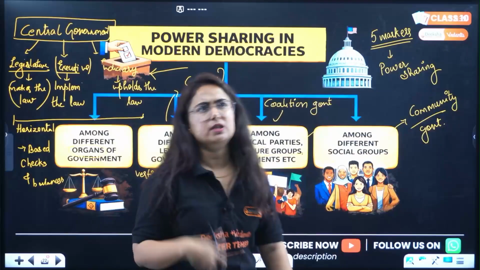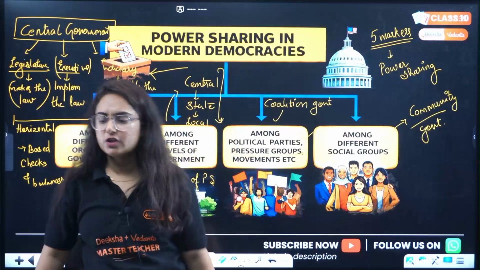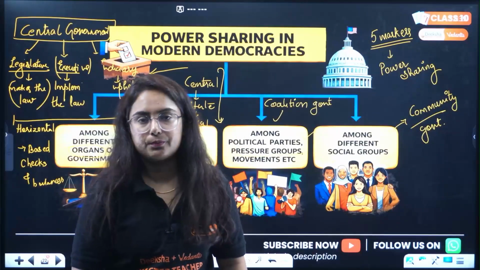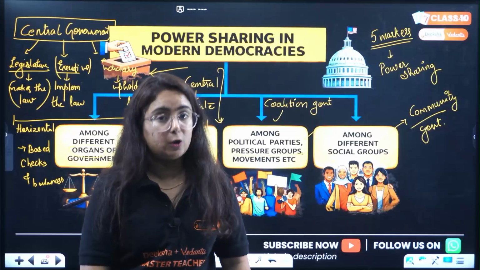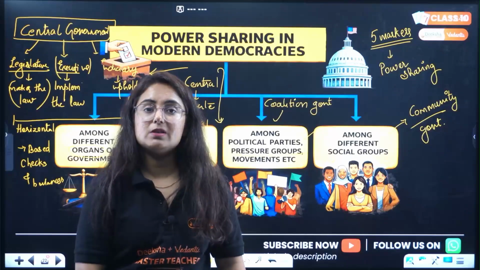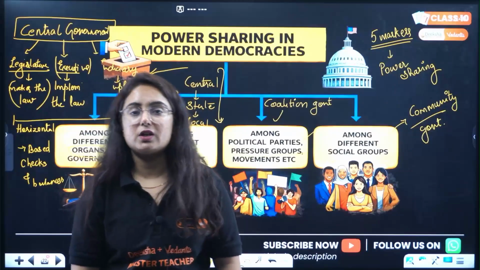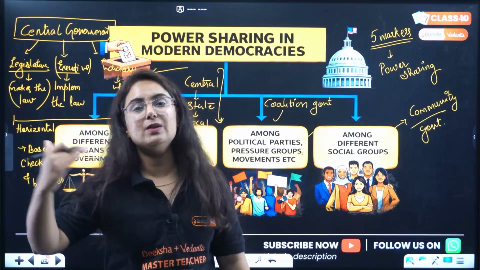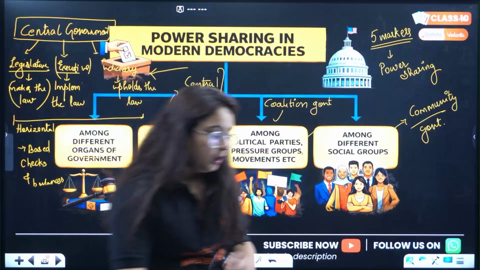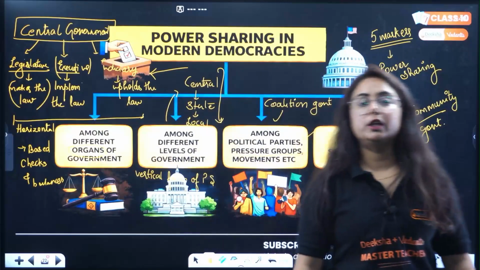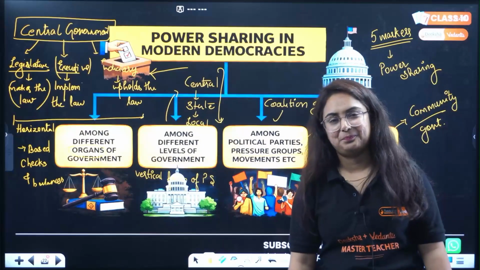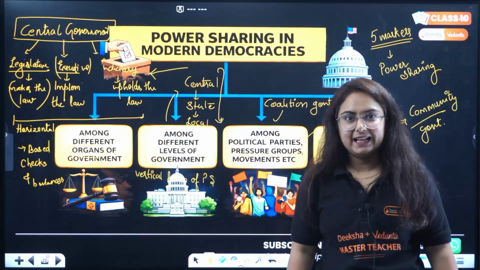If I talk about India, how power is being shared, we know about reservation. Okay, among different social groups. We saw that there are certain people who are not aligned with the mainstream society. Hence, we provided reservations so that they can also have equal status within society, like the people belonging to scheduled caste and scheduled tribe. Okay, get it? Everything clear?